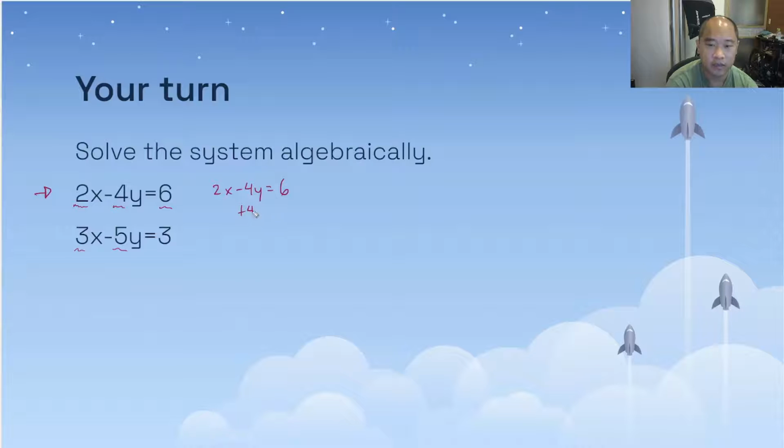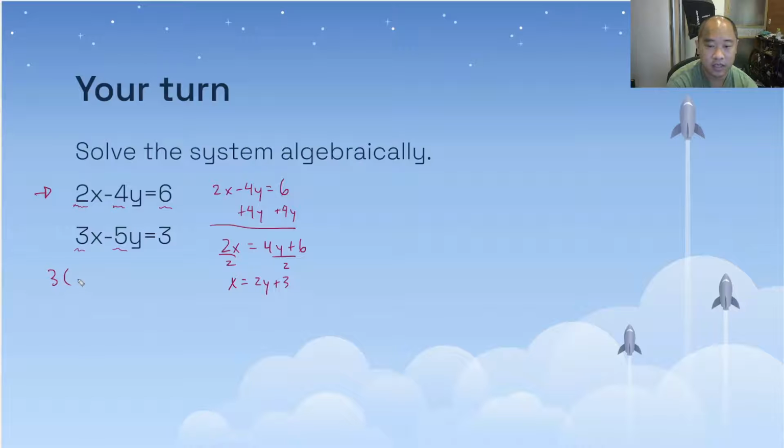So I'm going to add 4y to both sides. So 2x equals 4y plus 6. I'm going to divide both sides by 2. And x equals 2y. 4y divided by 2 is 2y. And then 6 divided by 2 is 3. Now I can put this into the other equation here.